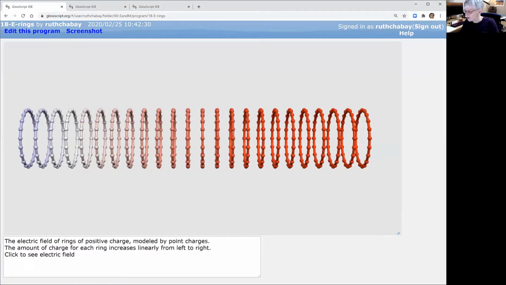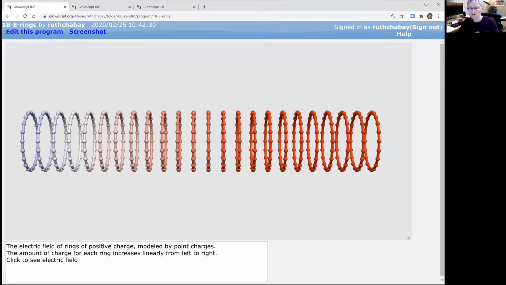Here are a collection of rings of charge. You may remember that we've calculated the electric field due to a ring. We found an algebraic solution for the field along the axis, but to get the field at places that weren't right on the axis, we'd have to do it numerically. And so here is a collection of charged rings. The red rings are positive, the ones that are slightly blue are slightly negative, and a ring that's white has 0 net charge on it. A slightly pink ring is a little bit positive and whatnot.